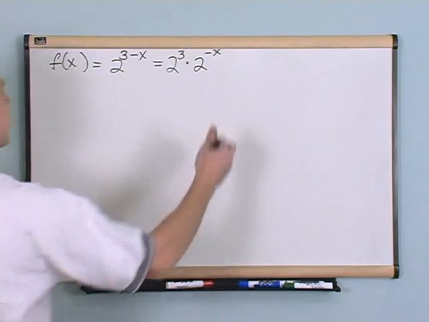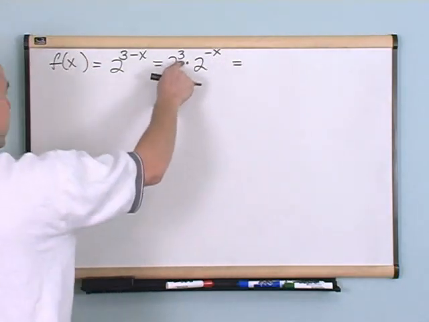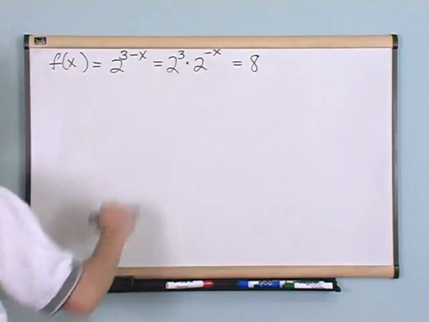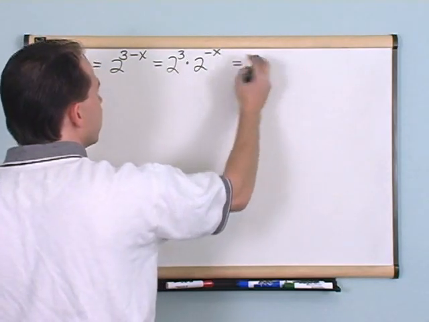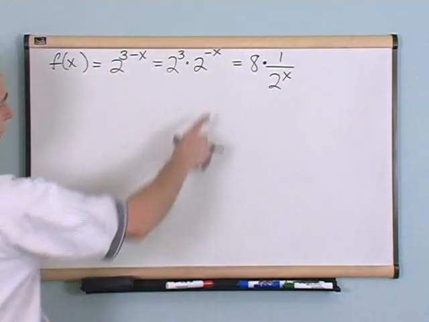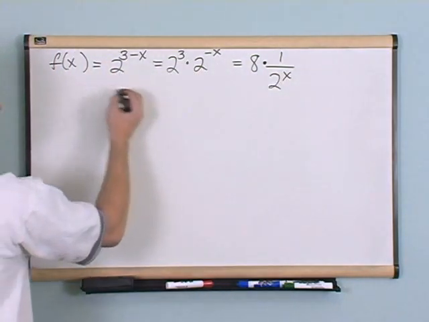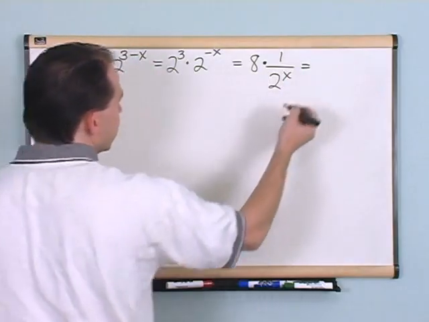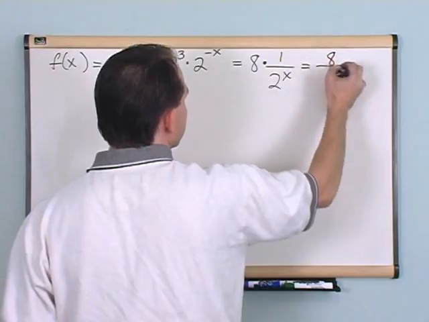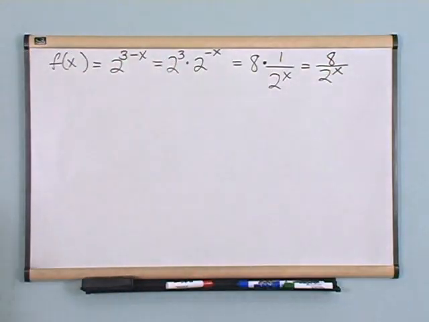Okay. Next thing I would notice is that 2 to the 3 is just simply 8. 2 times 2 is 4. 4 times 2 is 8. And then this can be written as 1 over 2 to the x because you have a negative exponent. So then in the end, this would be 8 over 2 to the x power.